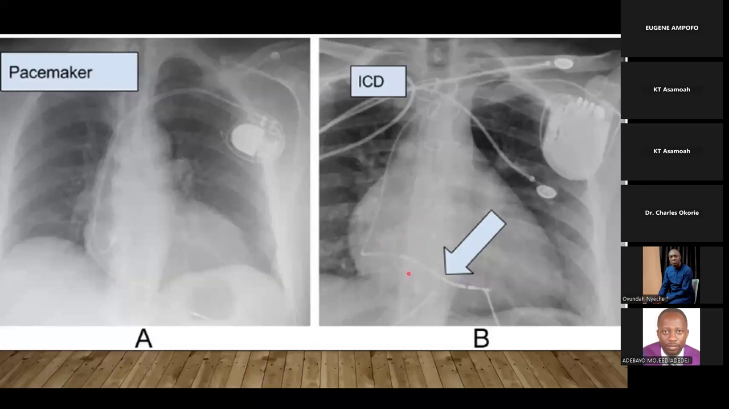But when you look at the ICD, you realize that this part is thicker. So this is the shocking coil component of the ICD. So if you have to see a chest X-ray and you see this, then you know that it's an ICD. So in case you get an image in the exam, once you see this thickness at the end here, you know it's an ICD. Whereas if it's thin throughout, then you know it's a pacemaker lead.